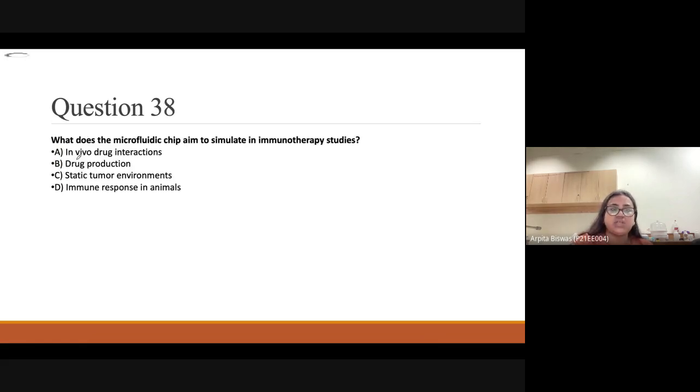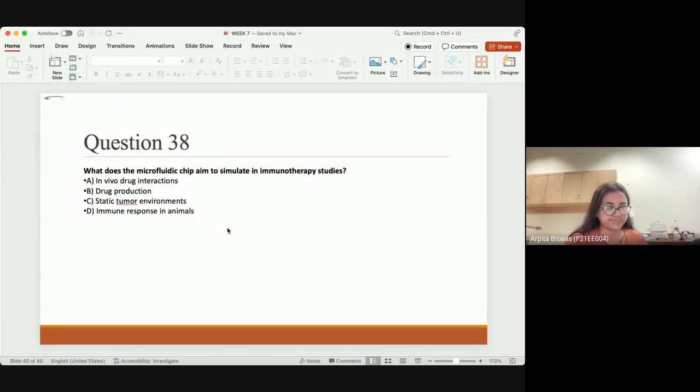Okay. So this is the last question, question number 38. What does the microfluidic chip aim to simulate in immunotherapy studies? First option is the in vivo drug interaction. The second option is the drug production. Third option is the static tumor environments, and the fourth option is the immune response in animals. So what is the right answer? The right option is option A, in vivo drug interaction. Okay.